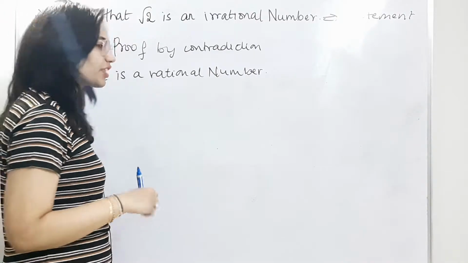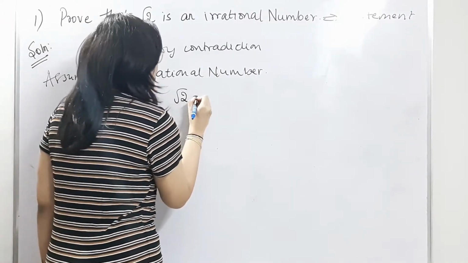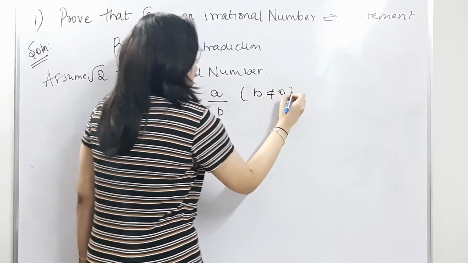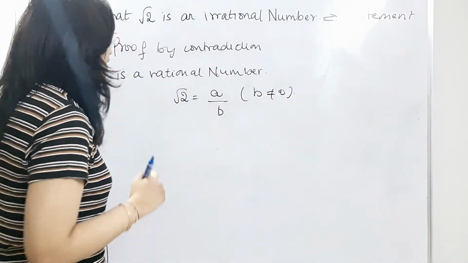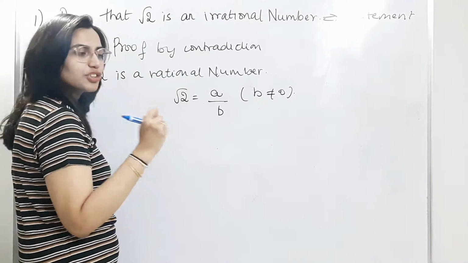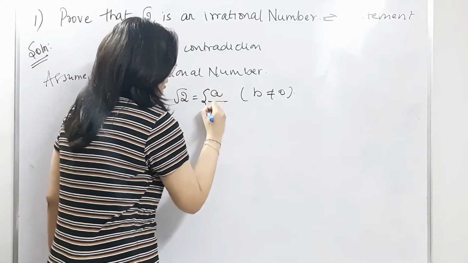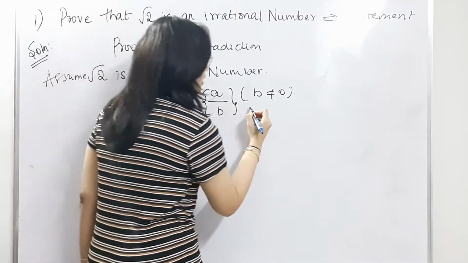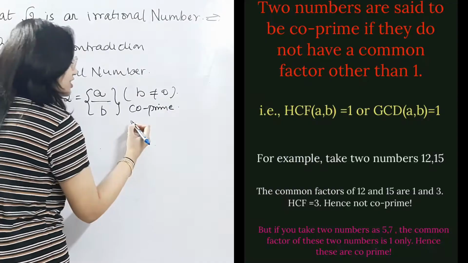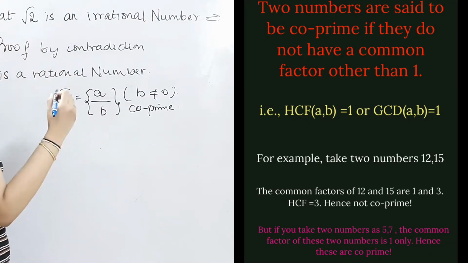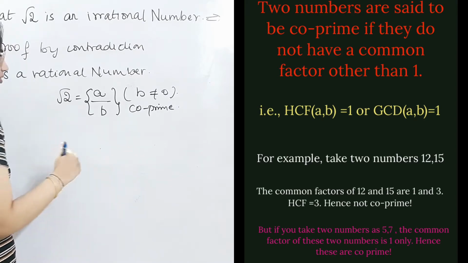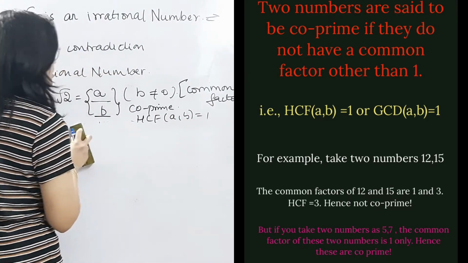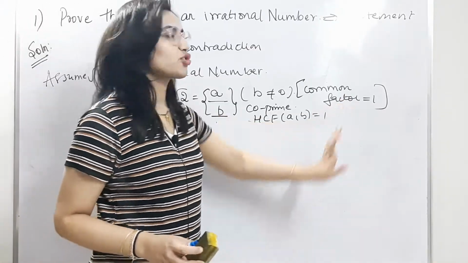Now, what is the definition of a rational number? A rational number can be written in the form of p by q or a by b, where b is not equal to 0, right? Now, remember, there are a few things that you need to consider. This rational number, whatever we are writing here in the form of a by b, should be co-prime, because it should not have any common factor that can divide both. That is, HCF of a and b should be 1.